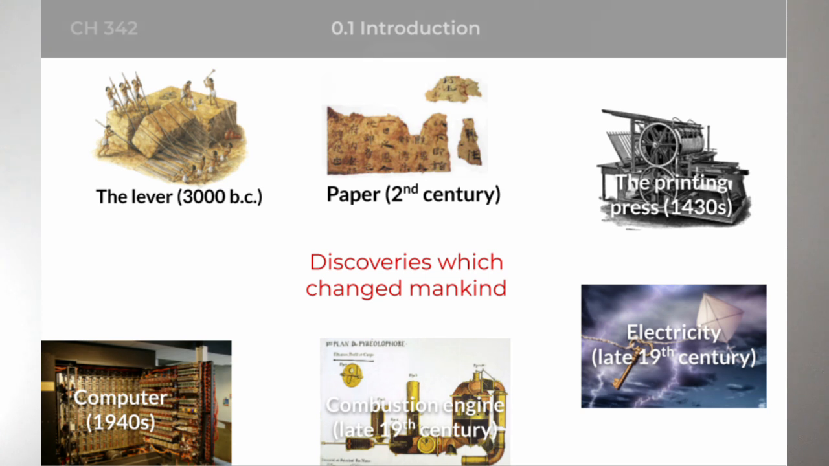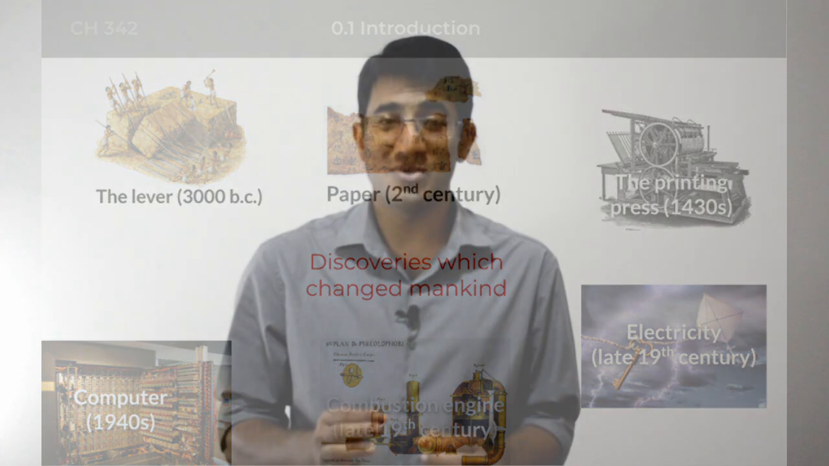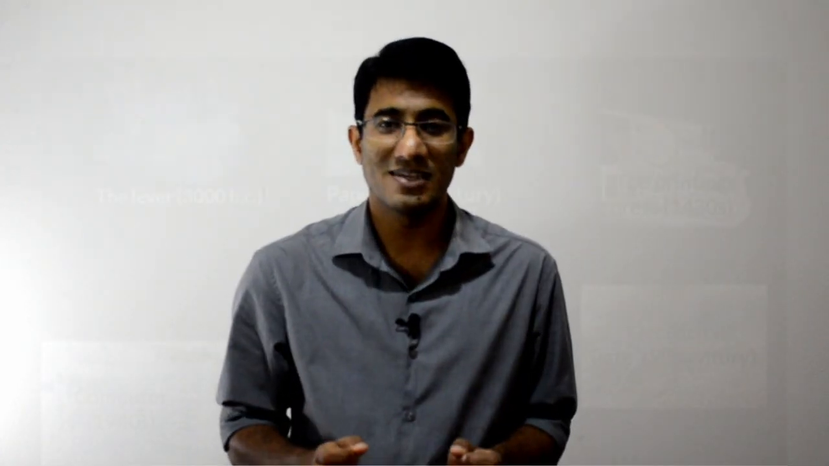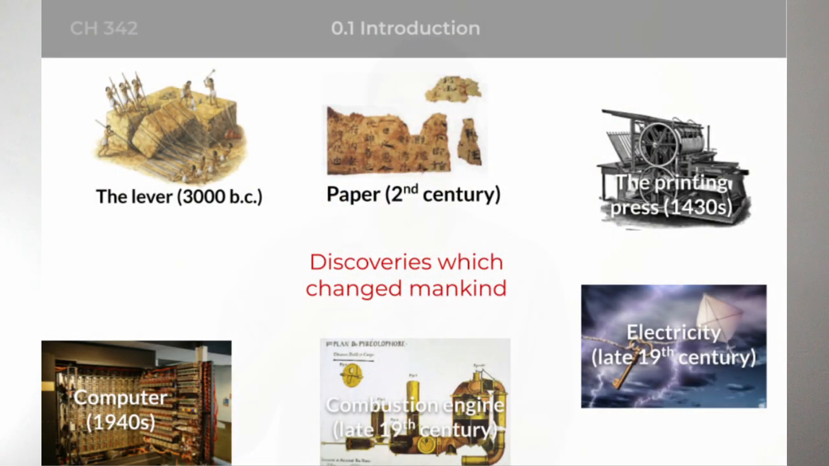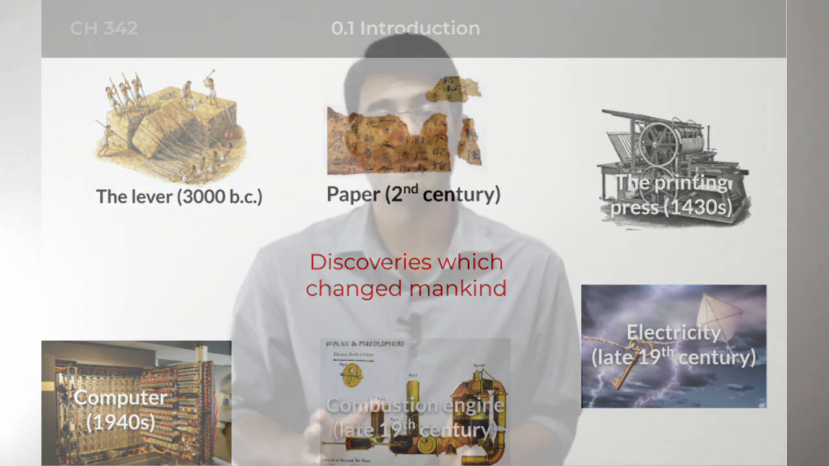Then the printing press came along in the 1500s, and this changed everything because now you could mass produce knowledge. That means what one person found out or what one person discovers, one person knows, can be spread out to the masses. And this is when science really started to take off. And after that, we've had the discovery of electricity, of the combustion engine, and all of these things have changed life as we know it.